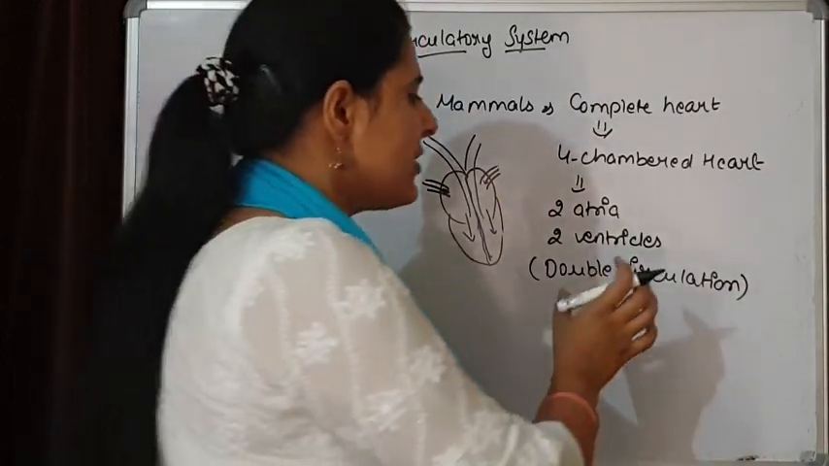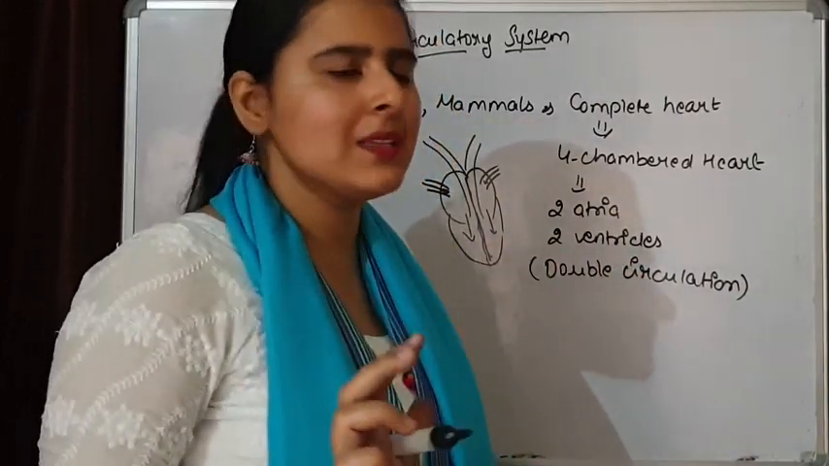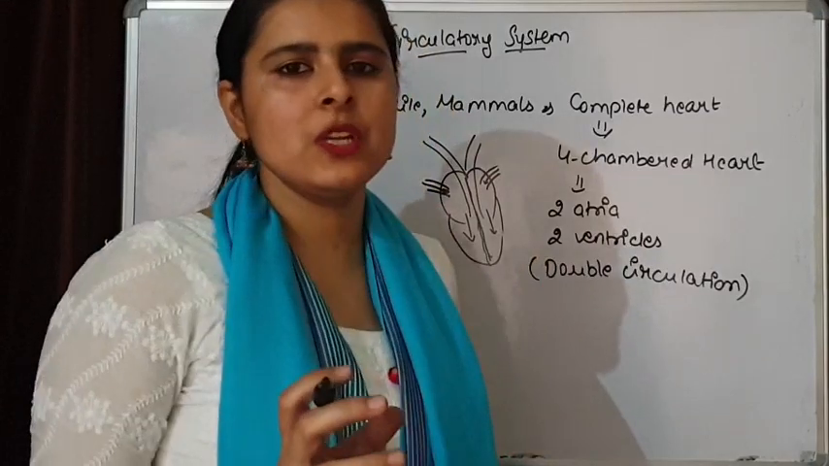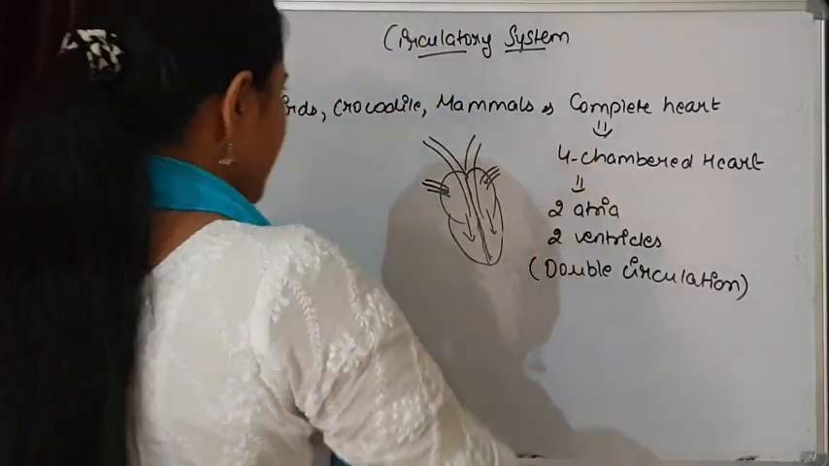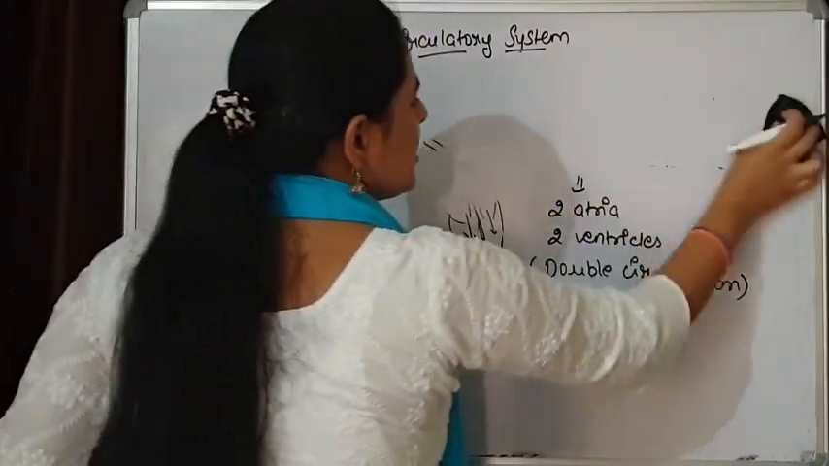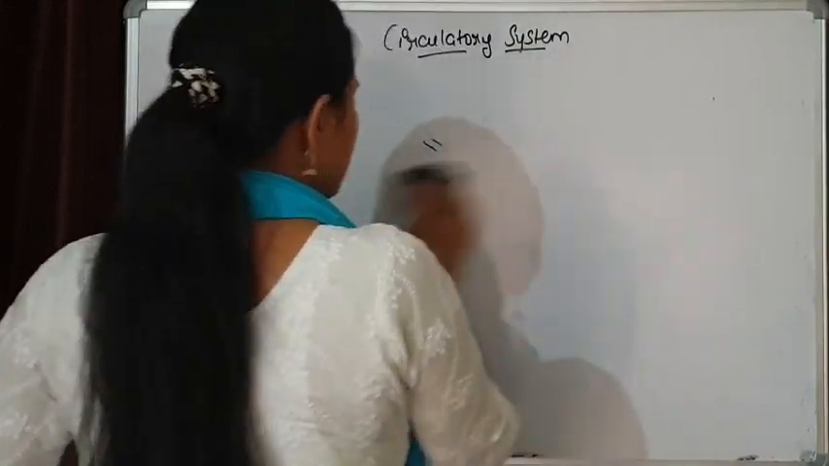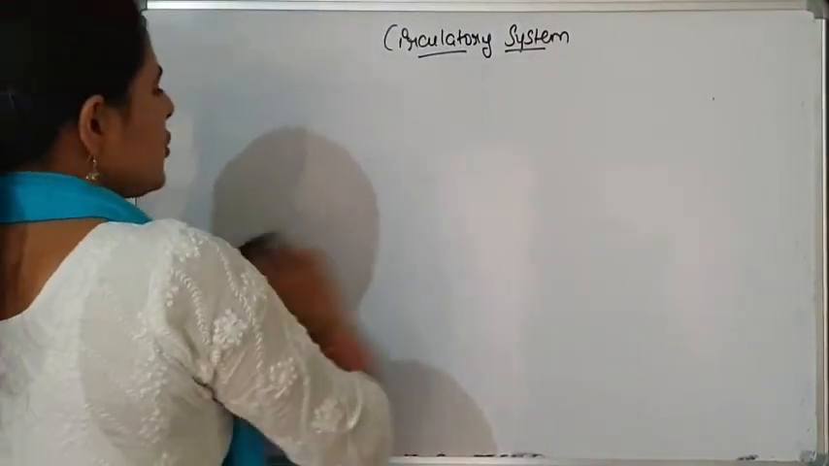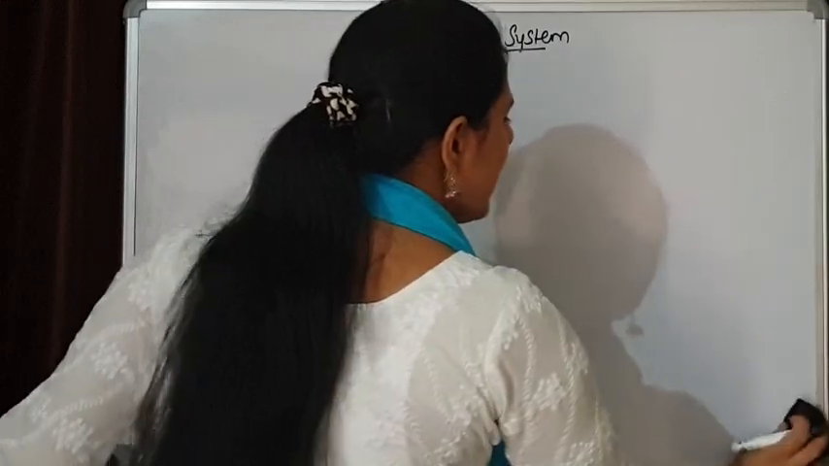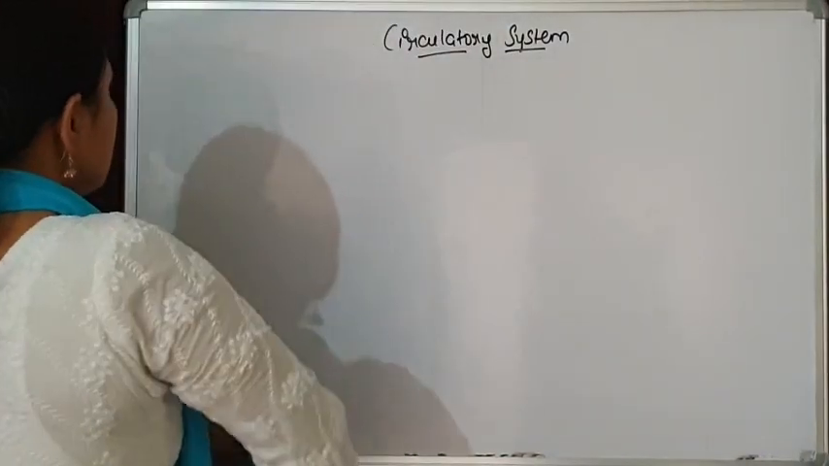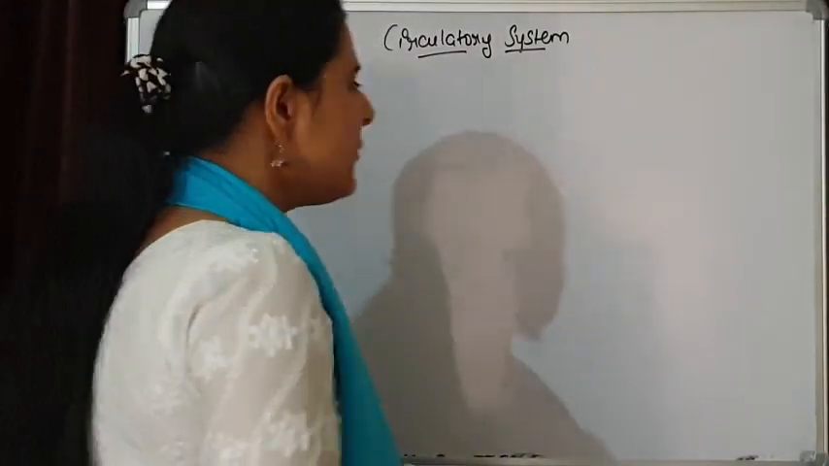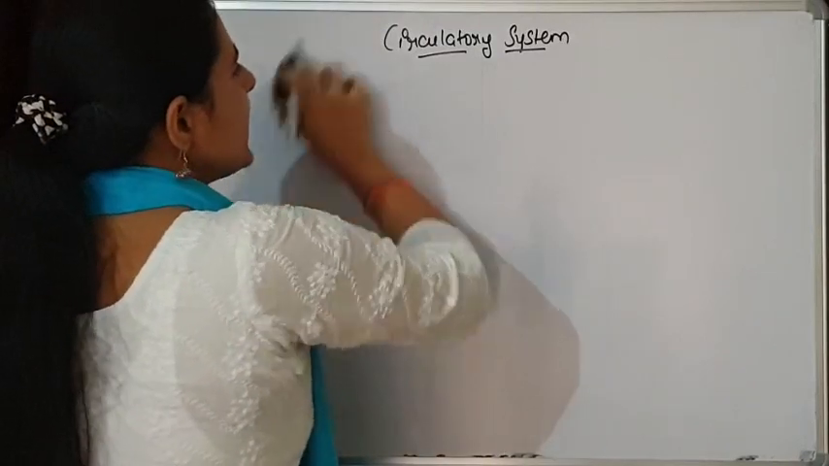This double circulation is of two parts: one is pulmonary circulation and one is systemic circulation. I am not explaining much over here because later on we are going to discuss both types of circulation. The main focus for today's topic is the human heart.